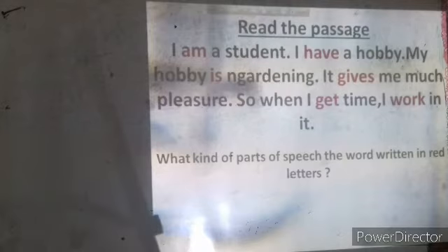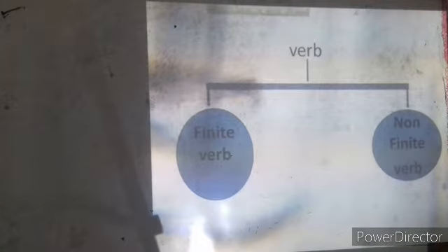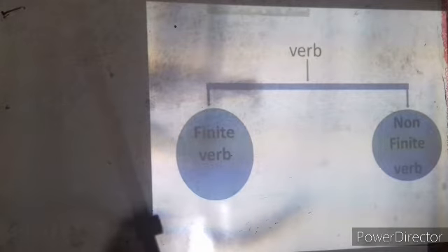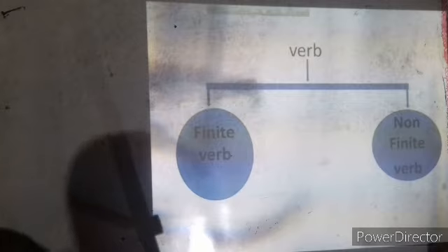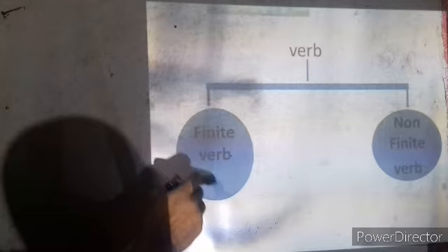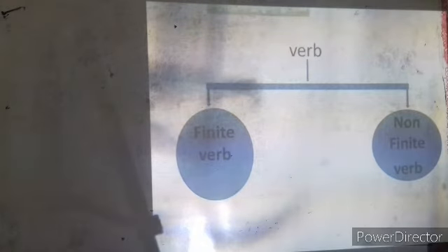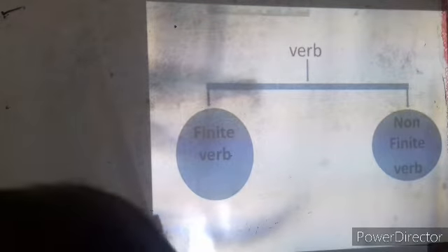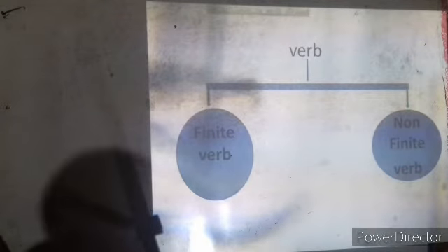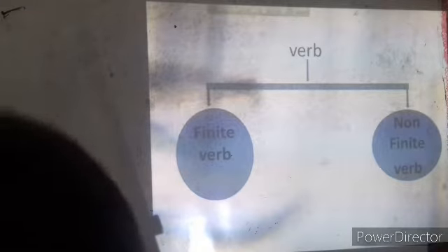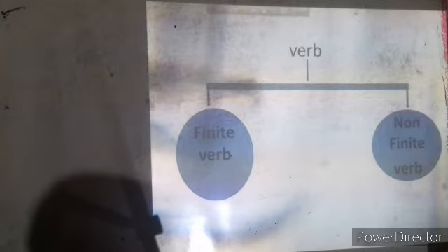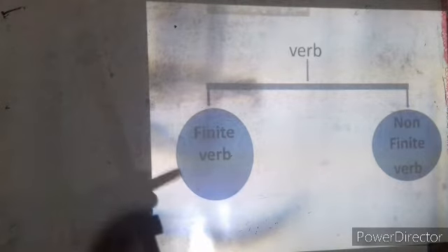My dear students, now let's discuss the verb in detail. Look at the screen. Firstly, the verbs are divided into two categories. What are they? Number one, finite verb and number two, non-finite verb. My dear students, we need to know what a finite verb is and what a non-finite verb is. If we observe, there are two kinds of verbs.